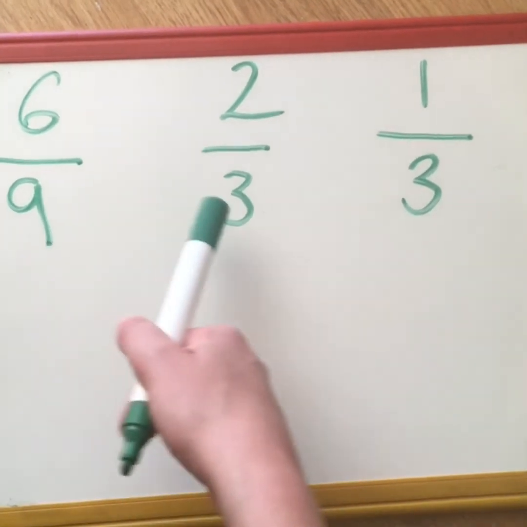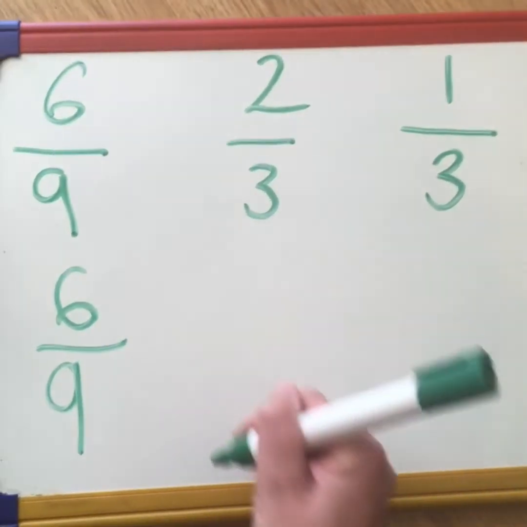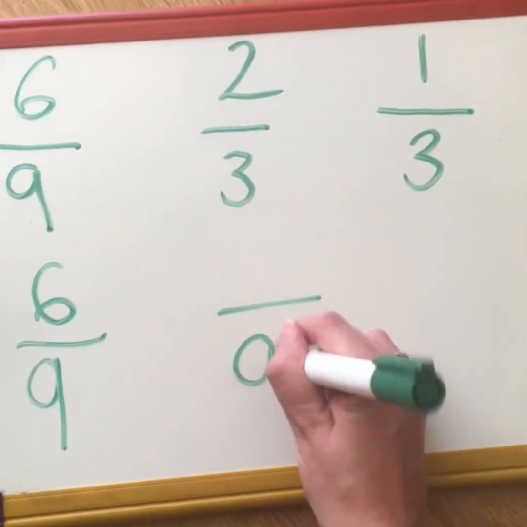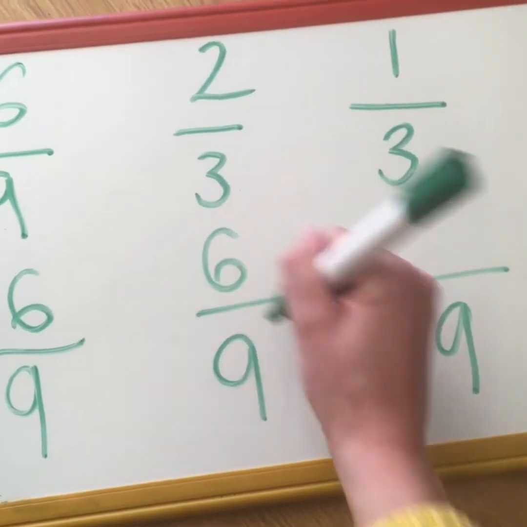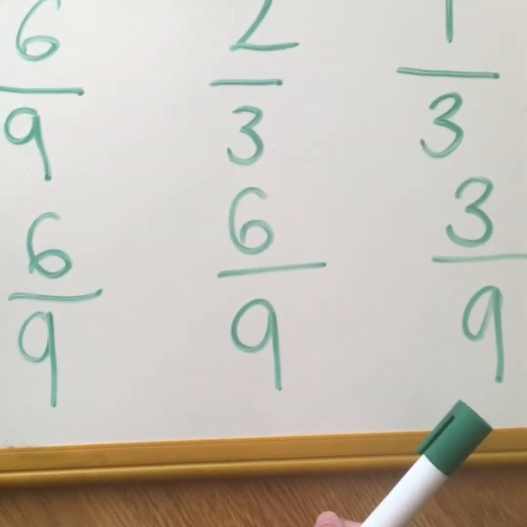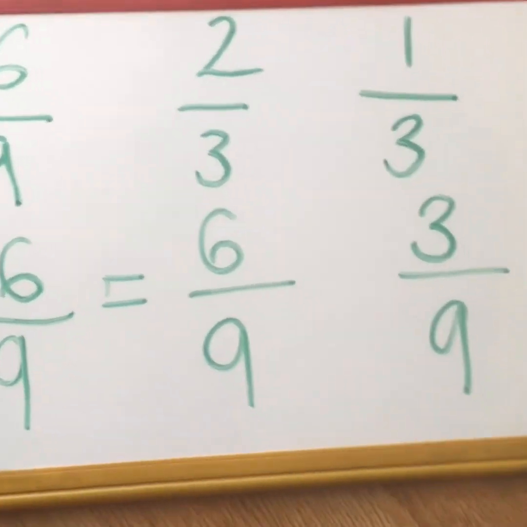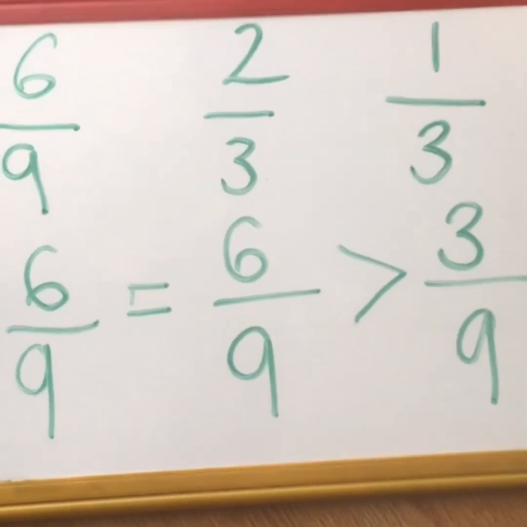So I'm using my times tables. I can see that the common denominator is going to be 9. So 6/9 won't change. It's already in ninths. 3 times 3 is 9, so 2 times 3 is 6. 3 times 3 is 9, so 1 times 3 is 3. So again, these two are actually equal, and this one is smaller than the other two.